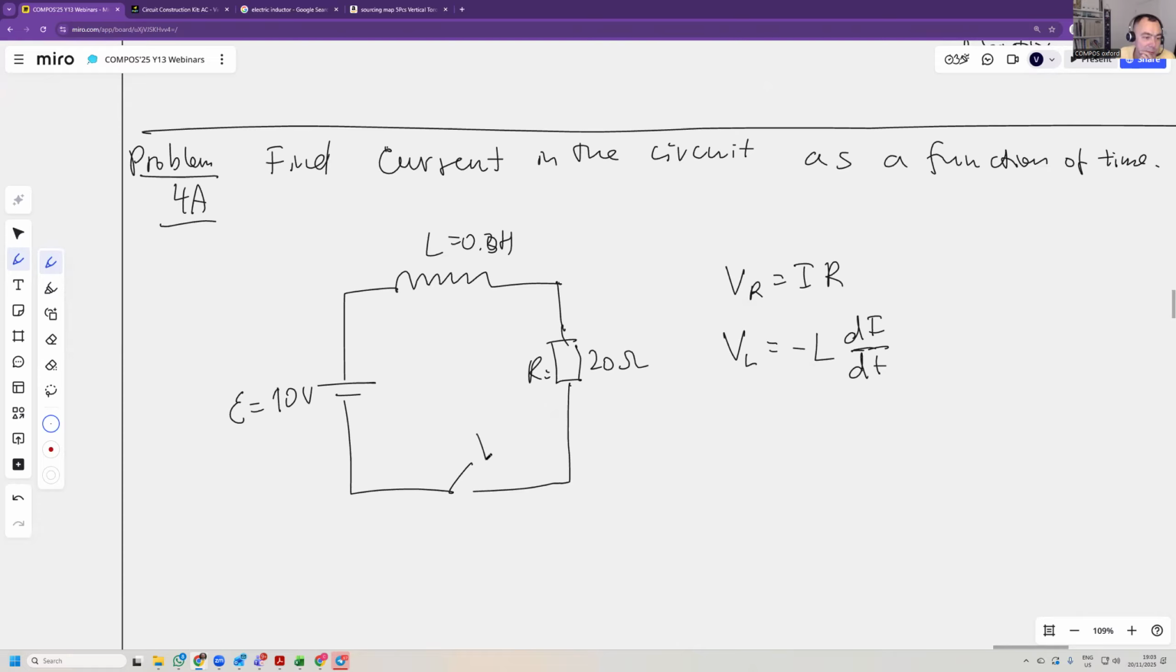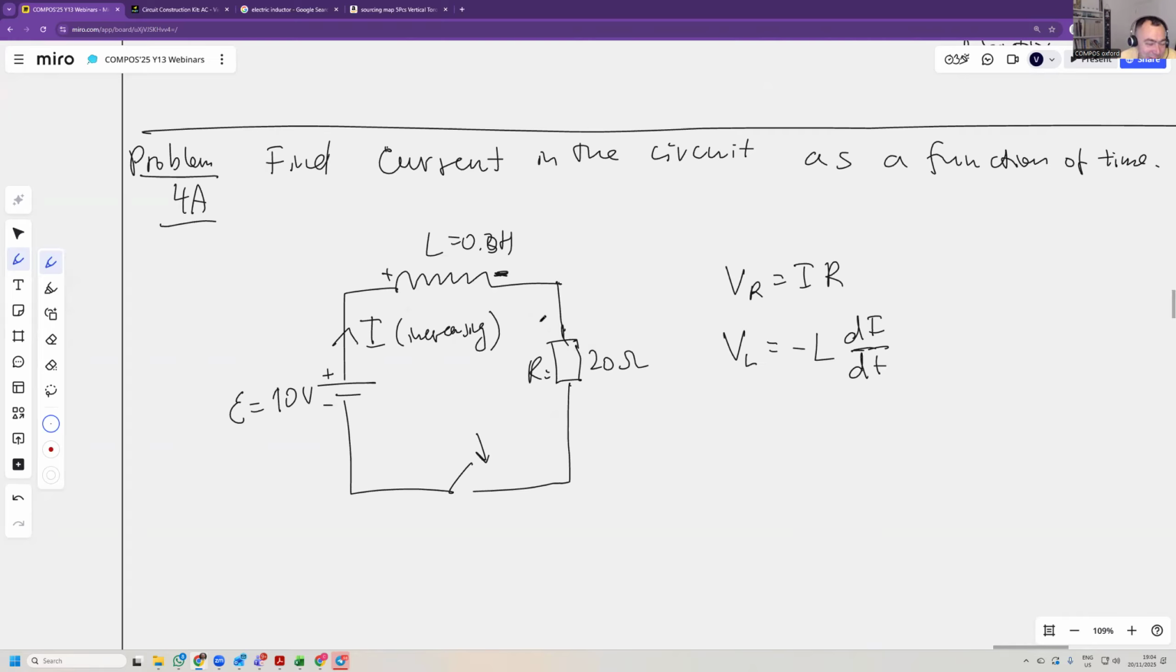Okay, so when you close the switch, the current will be increasing. So the inductor will produce a voltage in the opposite direction, in this direction. So it will try to push electrons backwards, counterclockwise, whereas the battery is pushing clockwise. So the battery is pushing clockwise, the inductor will push anti-clockwise, and the resistor is just a resistor.